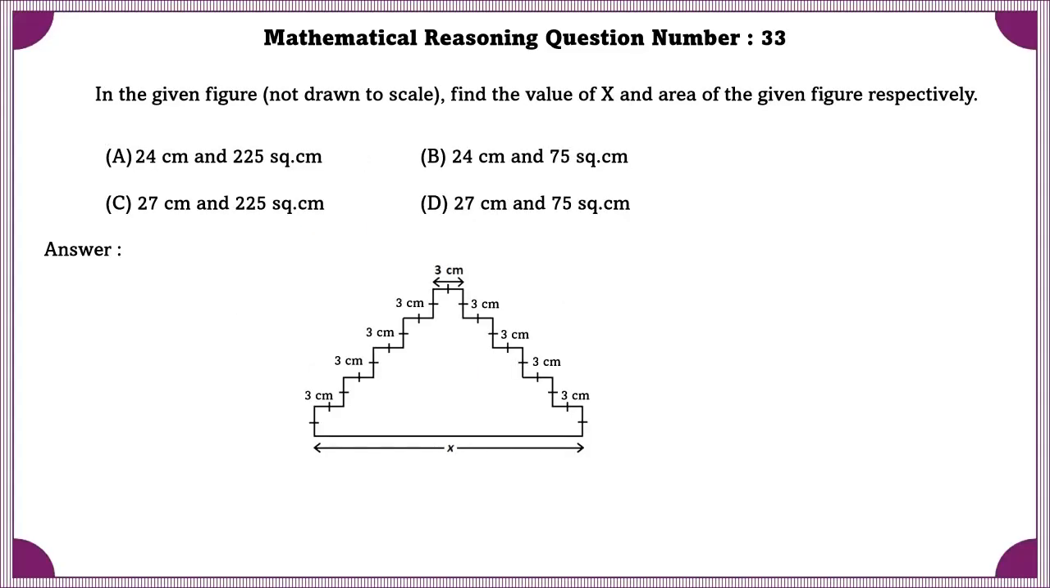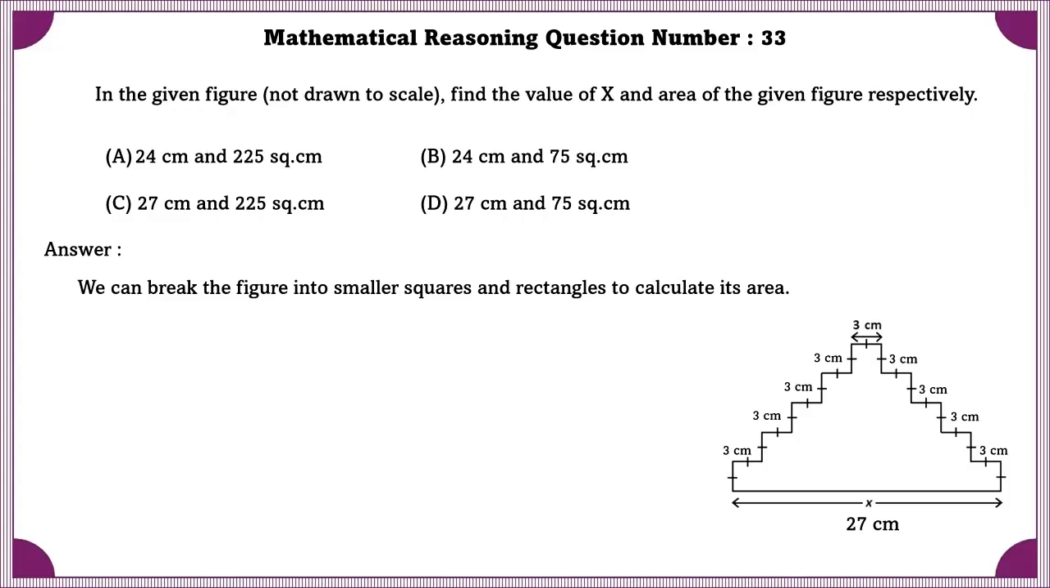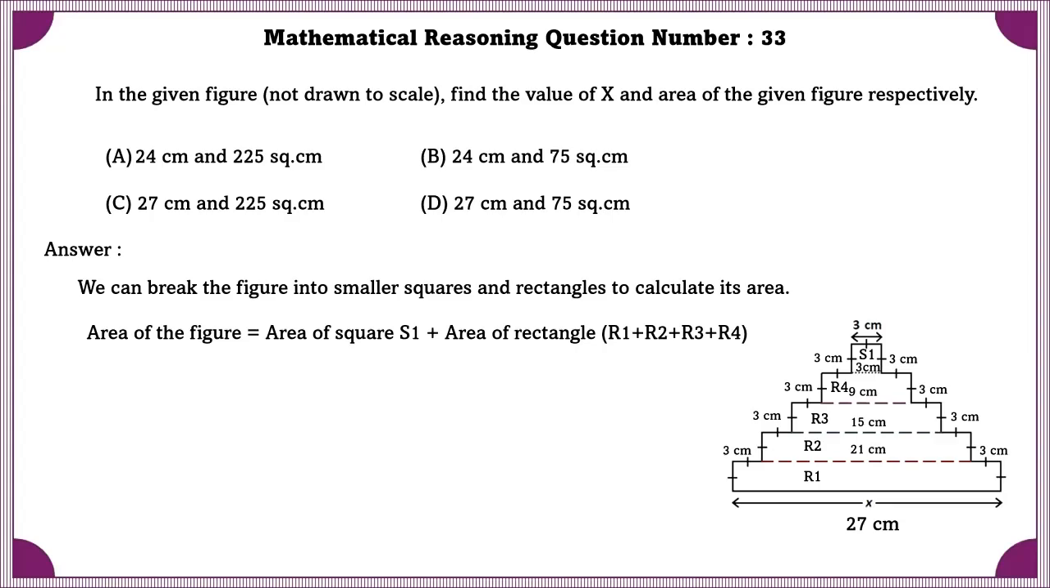In the given figure not drawn to scale, find the value of x and the area of the given figure respectively. Here x's value is equal to 27. We can break the figure into smaller squares and rectangles to calculate its area. Now the area of the given figure is equal to area of square S1 plus area of the rectangles, that is R1 plus R2 plus R3 plus R4, which is equal to 225 centimeters square.